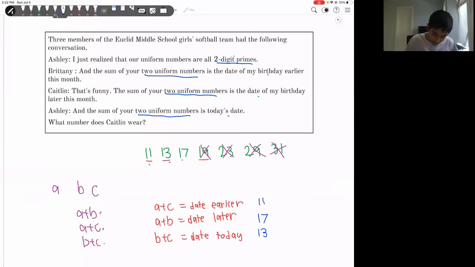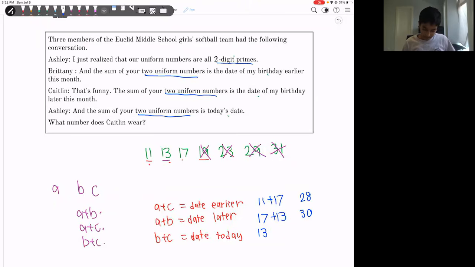So we're asked to find what number Caitlin wears. Now the date later has to be the sum of the two largest prime numbers, so this must be 17 plus 13. And the date today is the sum of the two other ones, and the date earlier is going to be 11 plus 17. Therefore, these must be 28, and the date later is going to be 30. And the date today is just the sum of the two prime numbers that make it up.